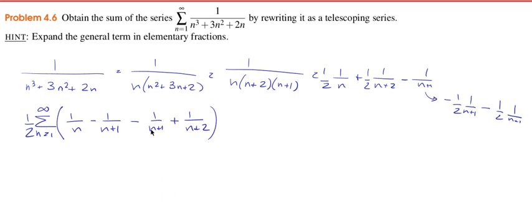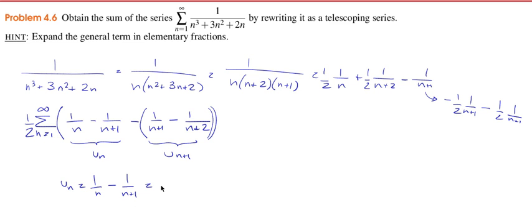Writing it like this, you get the idea that we can name this u sub n, and then this is minus this, which is u sub n plus 1. You see? So u sub n is 1 over n minus 1 over n plus 1. Or in other words, multiplying both things, this is 1 over n squared plus n, actually.